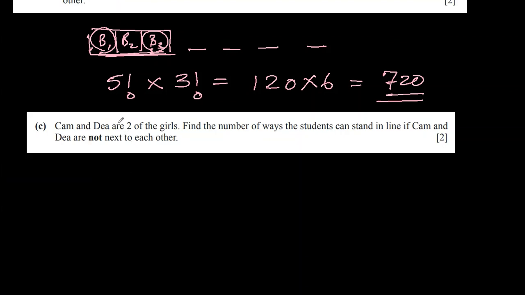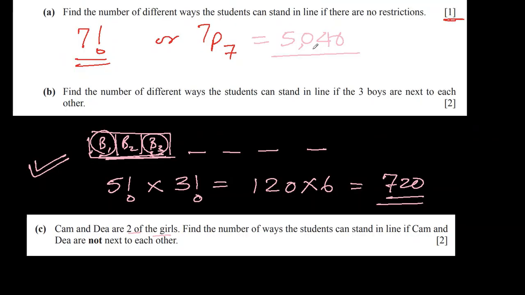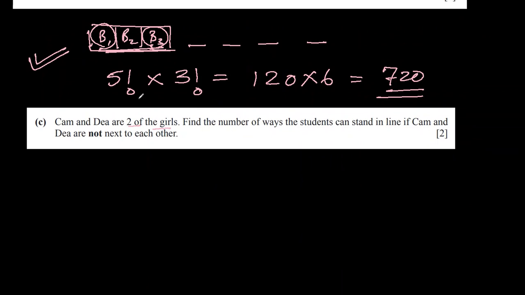And in this kind of questions, when 2 of the girls should not be together, we can easily use this method and say that when they are together and then subtract from the total number of arrangements possible, 5040. But I will not do that. Why? Because it works only for 2 people. It doesn't work for 3 people, 4 people. So I avoid such kind of method. So let me tell you the easier one.